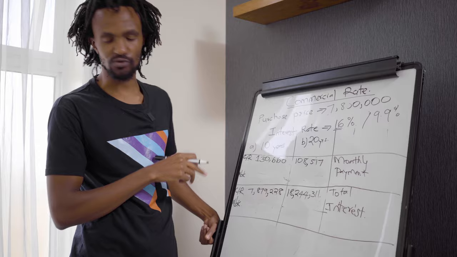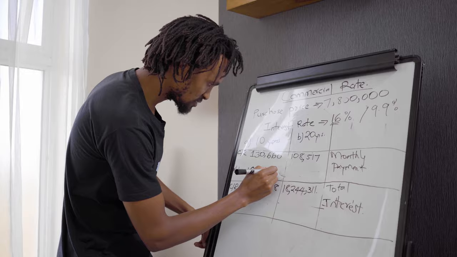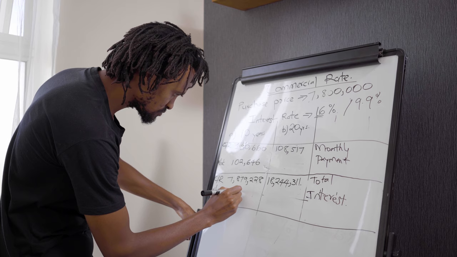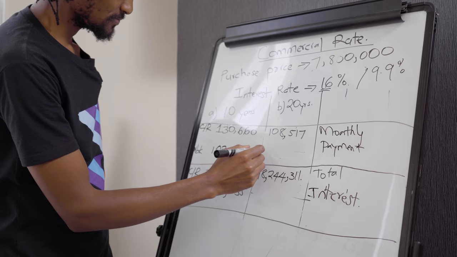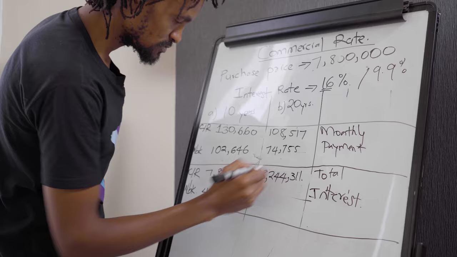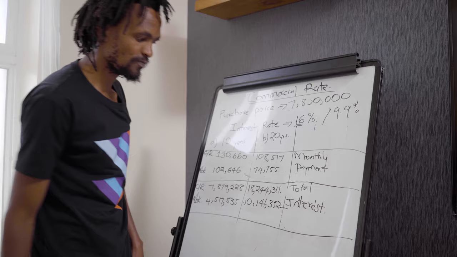Now let's work with Nyumba Bila Kiulizo. Let's do 10 years. Monthly is 102,646. The interest is 4,517,535. And then the total is 10,141,352. This doesn't look nice at all.